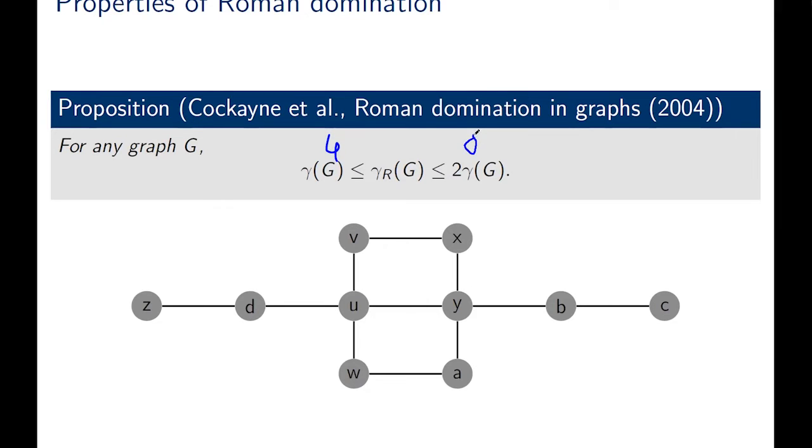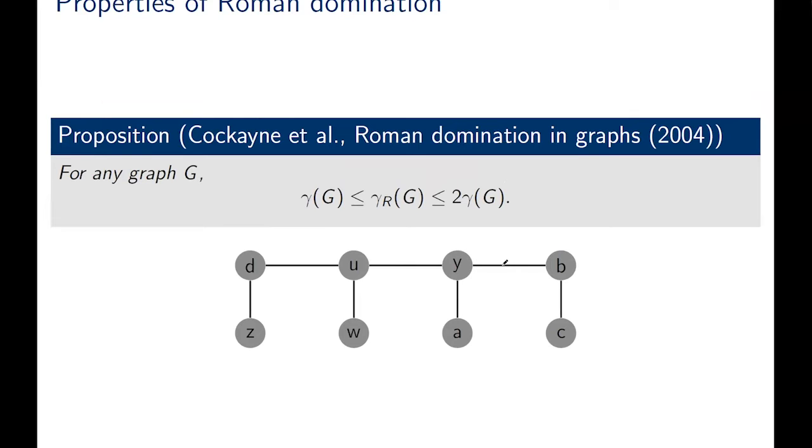And twice that is 8. What about the Roman domination? We can put 2 troops of soldiers here, and now V, Y, W, D, and U are made secure. Z is not secure, so let us put there just 1 troop of soldiers. X, A, B, and C are still not secured, so let us put 2 soldiers to Y and 1 to C. So the Roman domination number is 6, exactly somewhere between the domination number and twice the domination number.